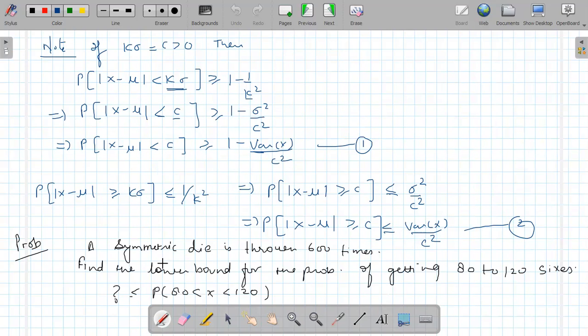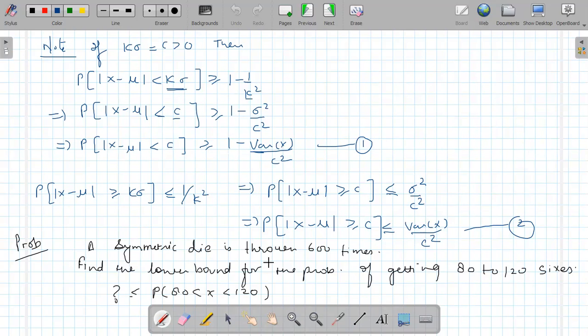For example, a symmetric die is thrown 600 times. Find the lower bound for the probability of getting 80 to 120 sixes. One thing I want to tell you is that these inequalities are nothing but the lower bounds and upper bounds on the probability. This is the upper bound on the probability, and this is the lower bound on the probability. So in numerical problems, you can also be asked about upper bounds and lower bounds. You can use these inequalities as well.